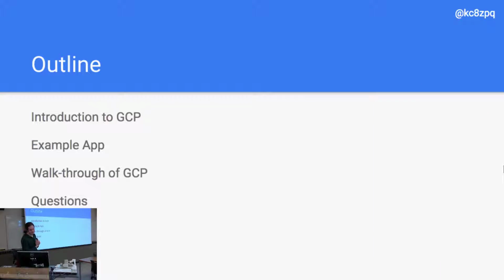So just an outline. I'm going to give you a small high-level intro into GCP. I'm going to frame this all in the form of an example app. I wrote an example app using GCP, and it connects with a bunch of different services. And then after I've given you an idea of the app and how things link together, I'll walk you through some of those services that the app uses in GCP, and then I'll open the floor to questions at the end.